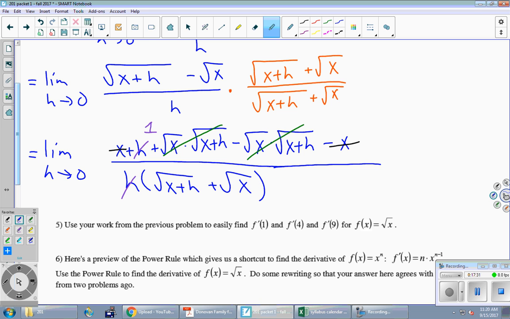Okay, so this is kind of a mess. I'll rewrite it. Limit as h goes to 0 of 1 over root x plus h plus root x.